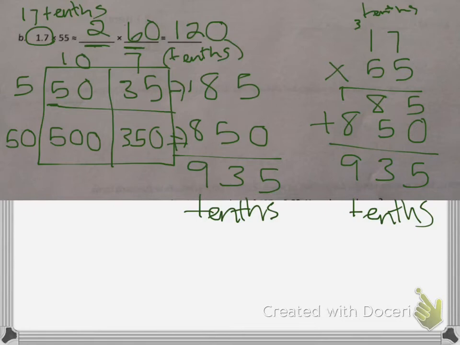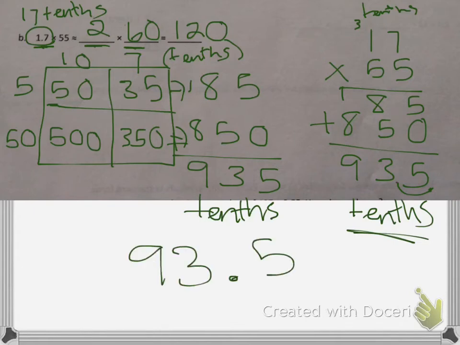Now I need to convert into standard form, which is number form. Tenths represents one place value. I see one place value behind the decimal in the original problem. So I need to move the decimal in this answer over 1. So it's really 93.5 or 93 and 5/10.